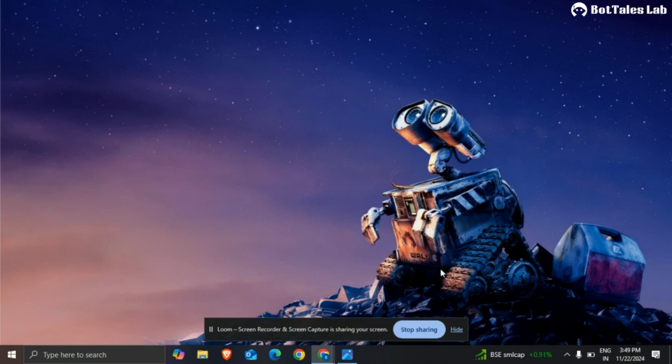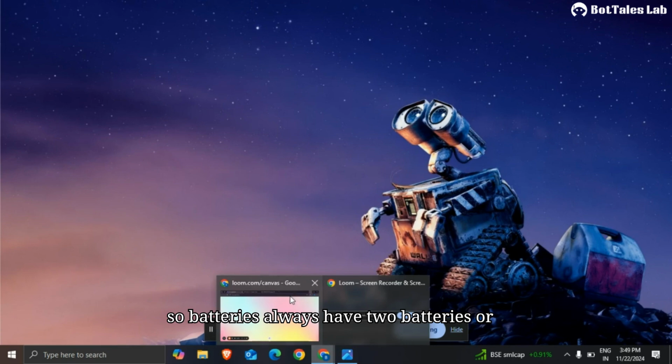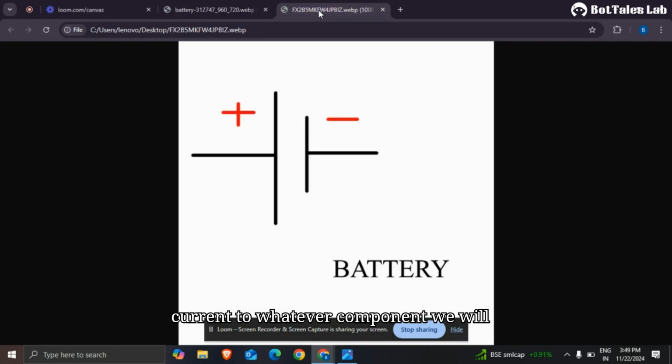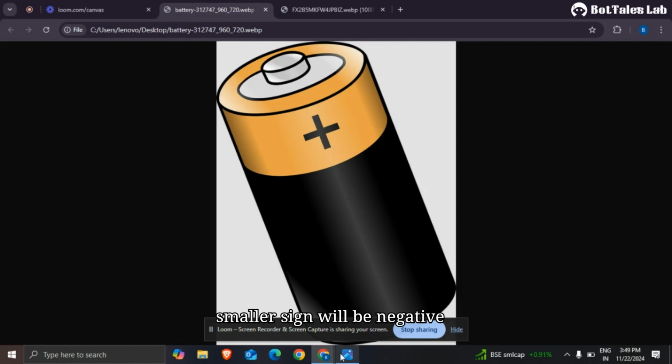Okay, so batteries always have two terminals, like positive and negative. Always upside, you can see this like bulb, this is the positive terminal, and downside will be flat. That is called as negative terminal. And always when we connect wire from positive to negative, our battery will start working. Electricity always flows from positive side to the negative side, supplying current to whatever component we keep. This is the basic symbol for our battery. Bigger sign will be positive, smaller sign will be negative.